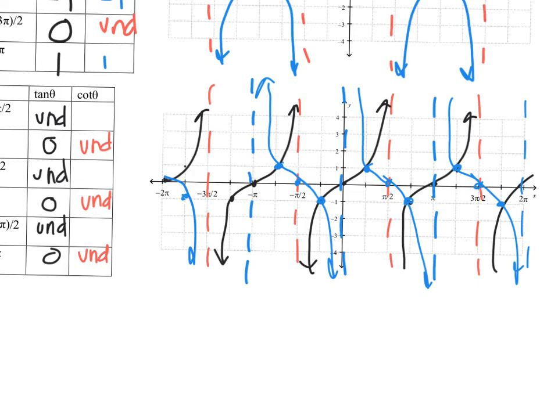These are cotangents. Now, to graph cotangent in your calculator, you would graph y equals 1 over the tangent of x. That's going to graph the cotangent.